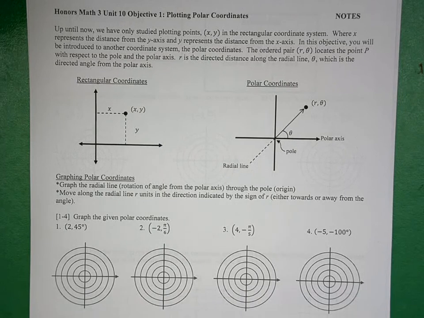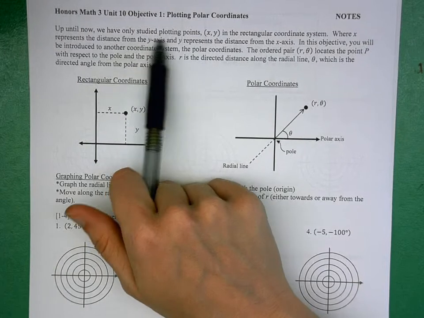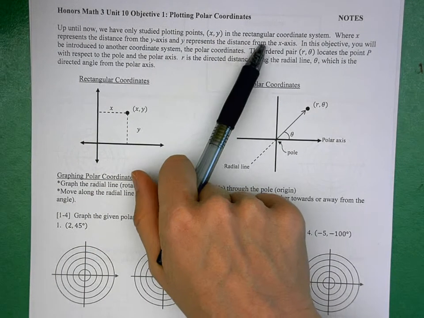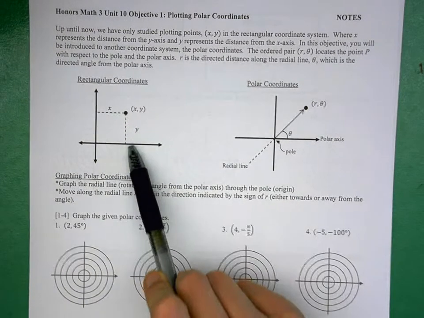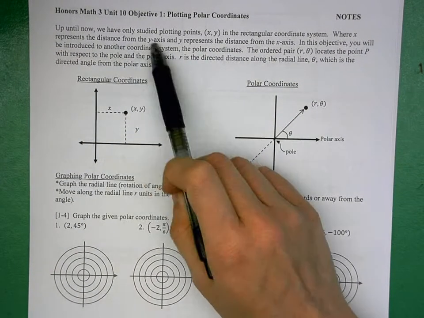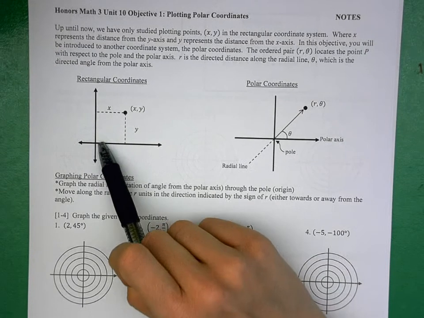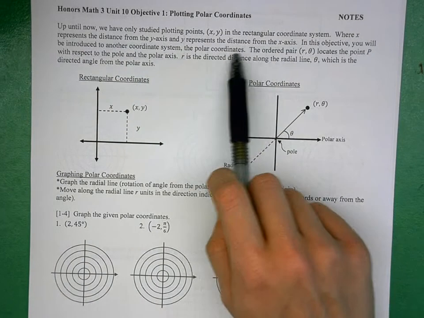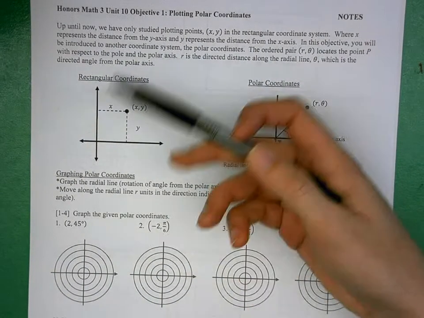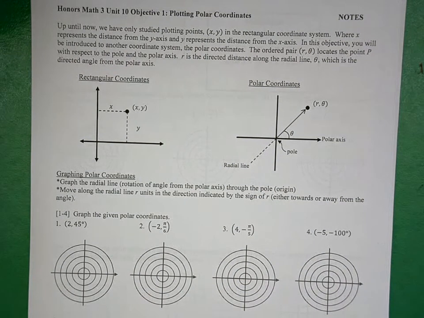Okay, so Unit 10, Objective 1, plotting polar coordinates. As I mentioned earlier, up until now we have only studied plotting points XY in the rectangular coordinate system, so what you see modeled over here on the left. X represents the distance from the y-axis, so along the x-axis, right? So if this was 2, 5, we'd go right 2 and then up 5. And y represents the distance from the x-axis, or along the y-axis, right? And we've been doing this since elementary school, or whenever it is we first learned to plot an xy coordinate.